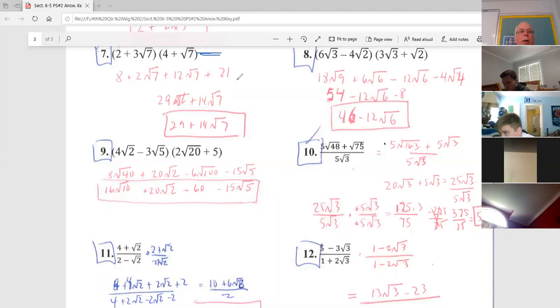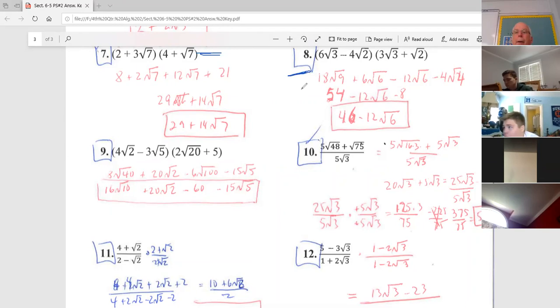So we combine the 2 radical 7 and the 12 radical 7 for, did I make a mistake there? 8 and 21 is, that's that. 2 plus 12, no, 14 radical 7. Yeah, okay. Your O and your I are typically like terms, so you can combine those. All right, number 8 was also a FOIL.